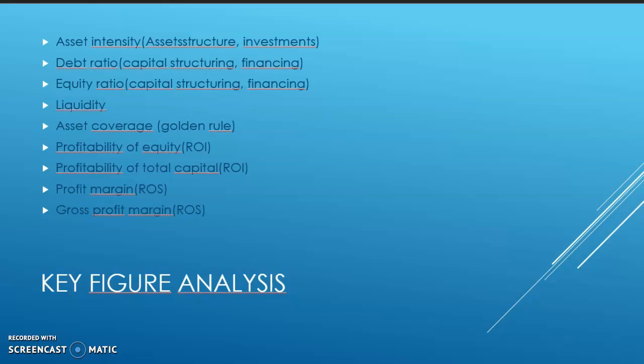Debt ratio is part of the capital structure. It shows how the capital is structured. It's basically showing how much of their total capital is debt. Equity ratio is just the opposite, how much they own of the total capital they have. Basically, it tells you information about their financing.